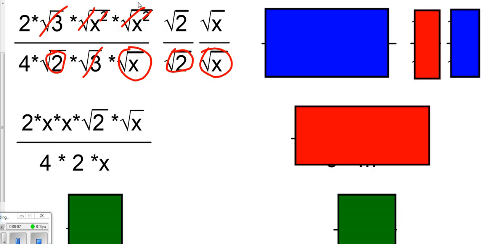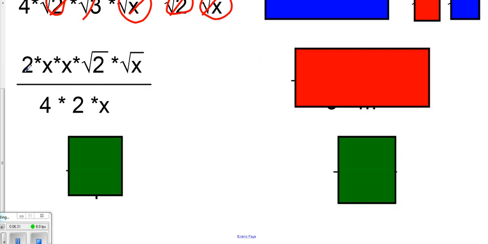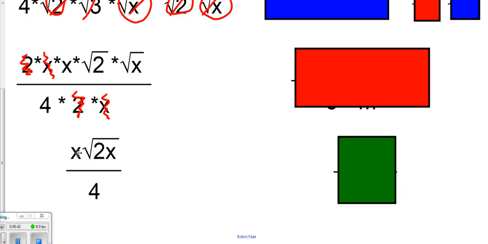On bottom, we now have 4, it's right here. 2 goes right here, and that was this one and this one. X goes right here, it was this one and this one, and that takes care of everything on bottom. Now on the top, we still have this 2, it's right here. X is right here, x goes right here, square root of 2 goes right here, and square root of x goes right here. Now again, we can cancel some things out. 2 will cancel out with 2, x will cancel out with x. So what we've got on top is x times the square root of 2x all over 4.